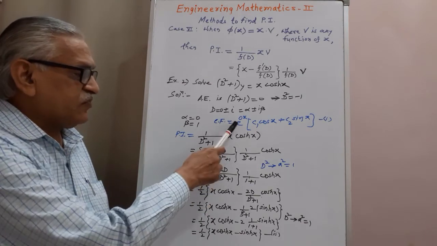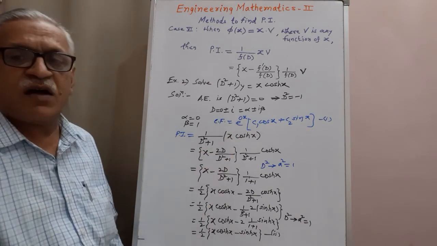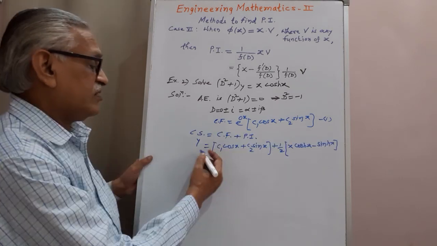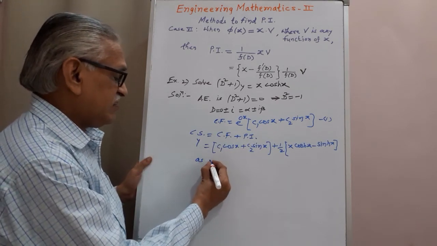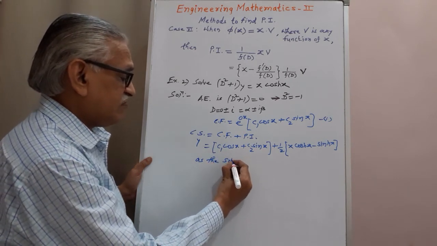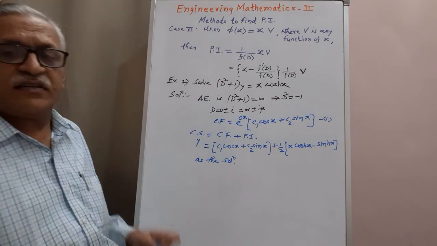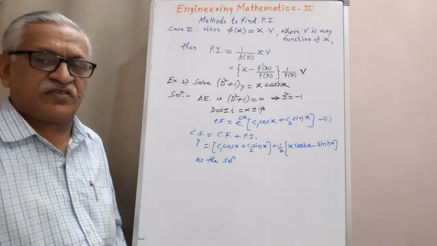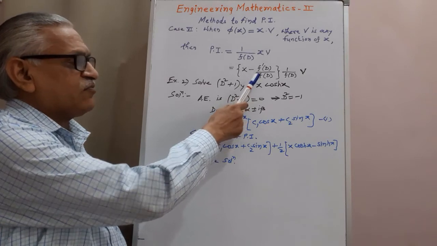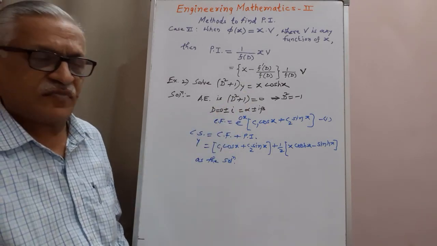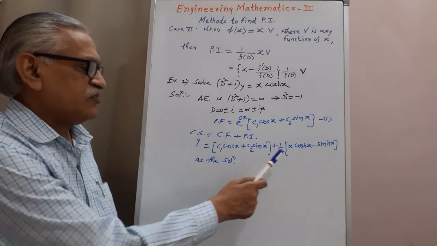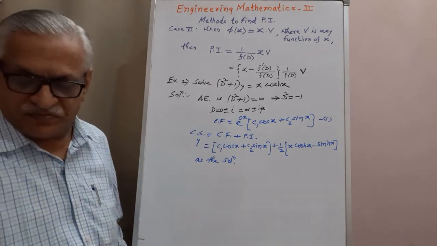Then we combine this with CF to get the complete solution, and therefore the next step is the complete solution as the required solution of that given differential equation. Again we are finding PI by this formula, and then combining CF and PI to get the complete solution.